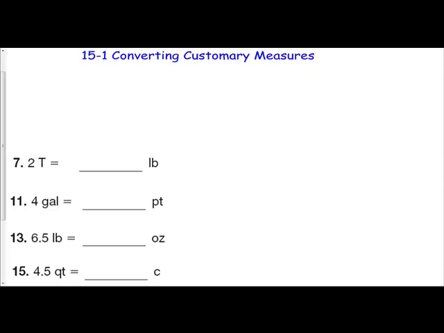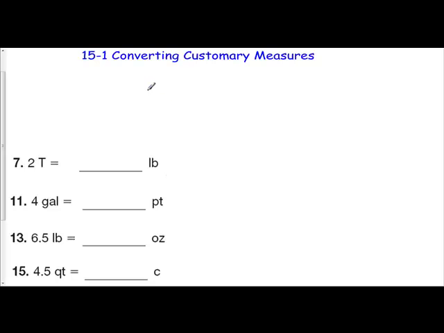Lesson is on how to convert customary measures. And a lot of it has to do with solving proportions and unit rate, same thing we've been learning for a long time. So notice here it says 2T. Well, a capital T like that means tons, equals how many pounds. So it's a ratio, a relationship between tons and pounds.